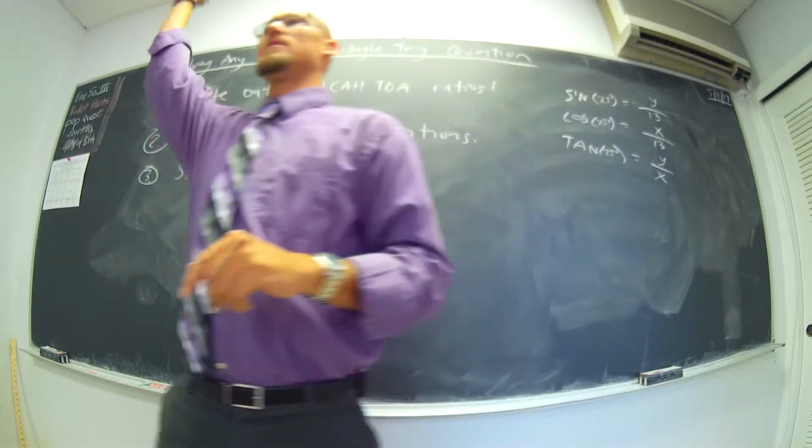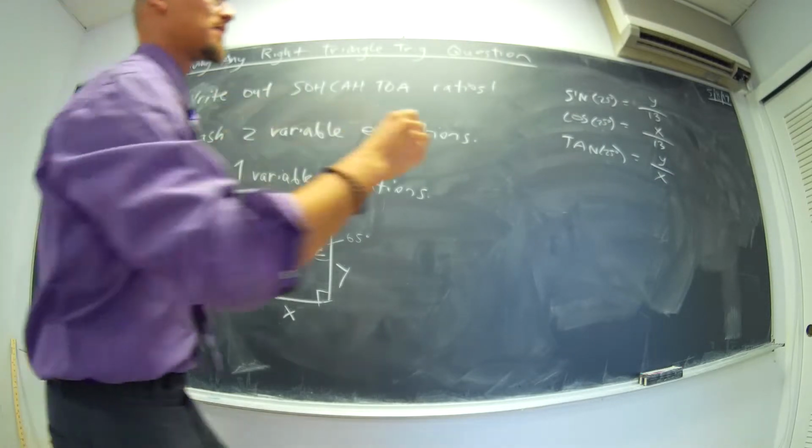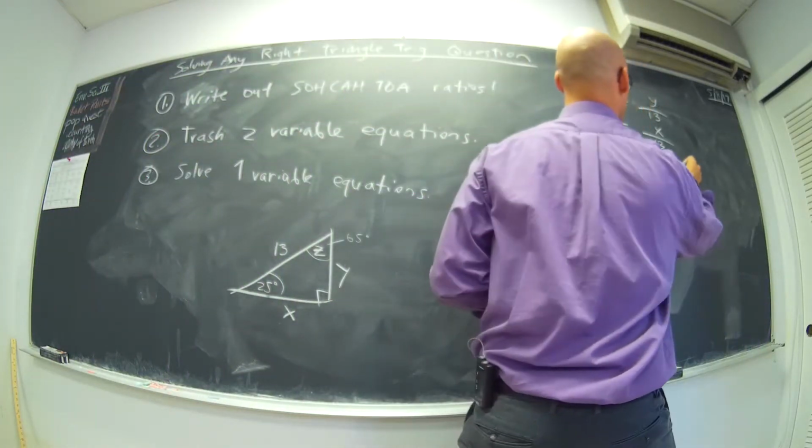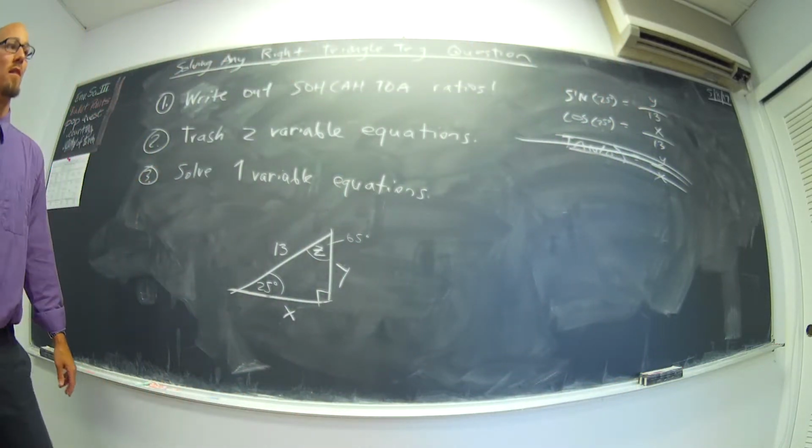Okay, step one. Check. Step two. Who goes in the trash? Tangent. Tangent, get out of my face. Your tan is trash. Garbage. Basura. All right.